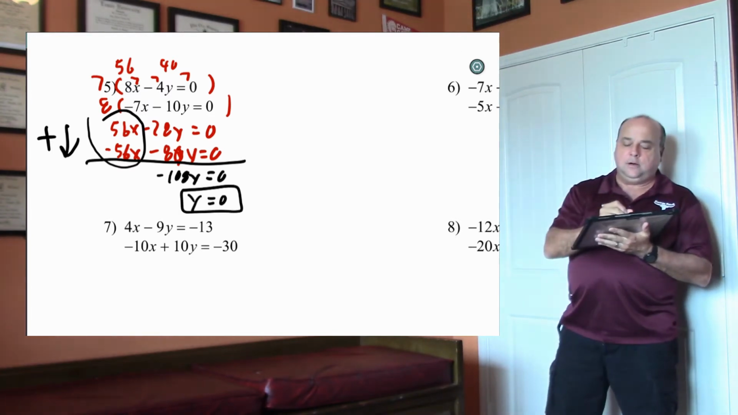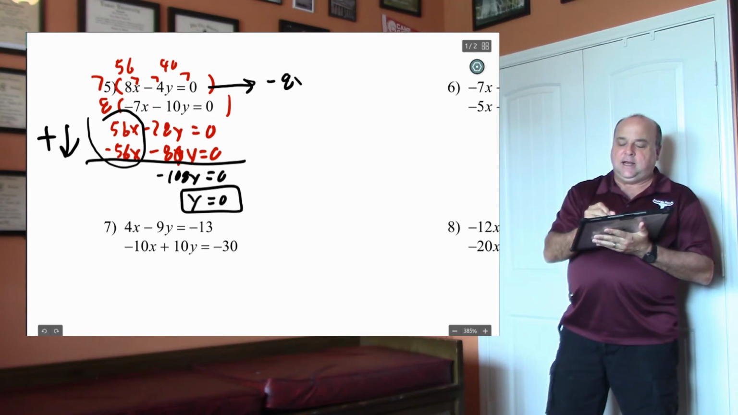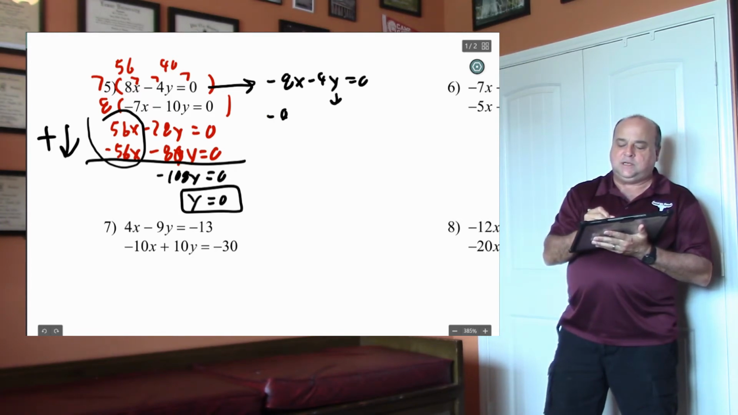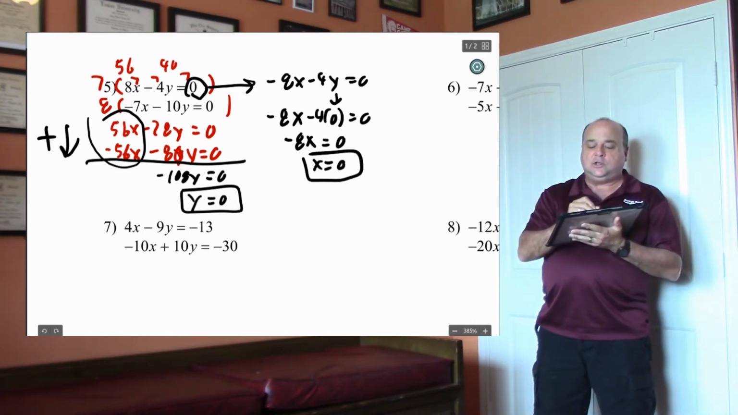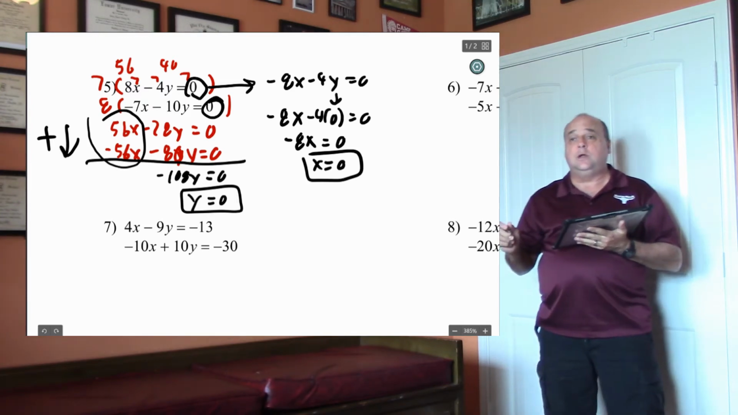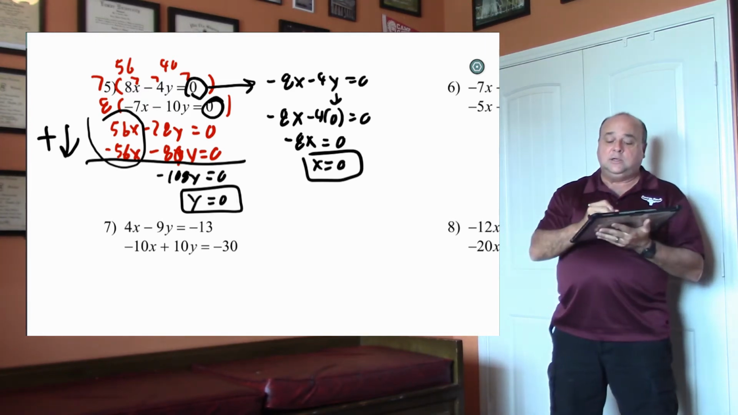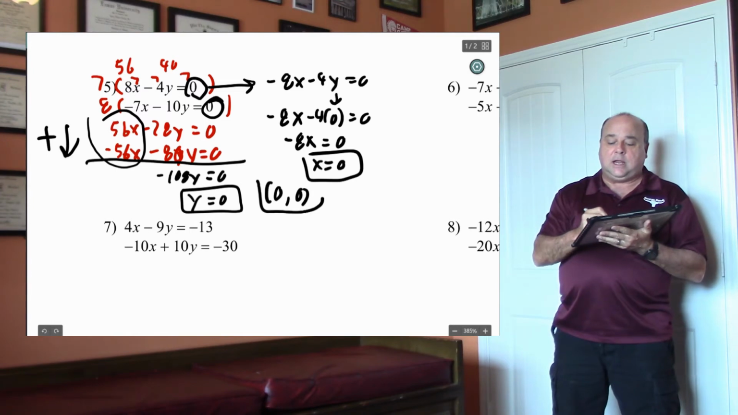Now then, go over here and write down negative 8x minus 4y equals 0, and I'm going to replace that y with 0, and guess what I'm going to get for y? I'm going to get negative 8x equals 0, and then x is also 0, right? If you notice, these two lines both intersect at the origin, don't they? So obviously, 0, 0 is going to be the answer.